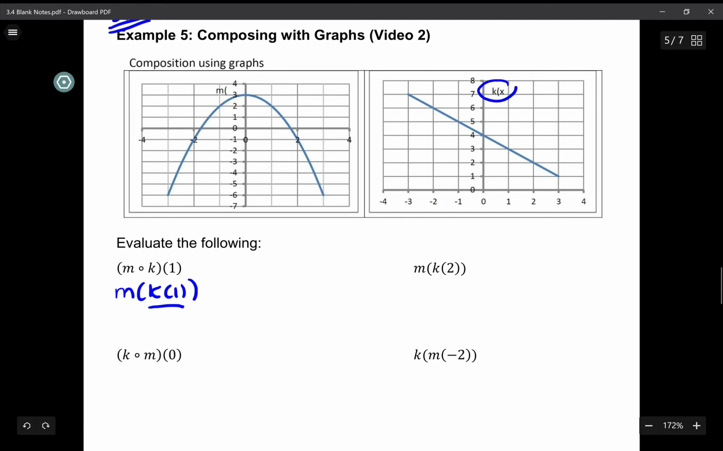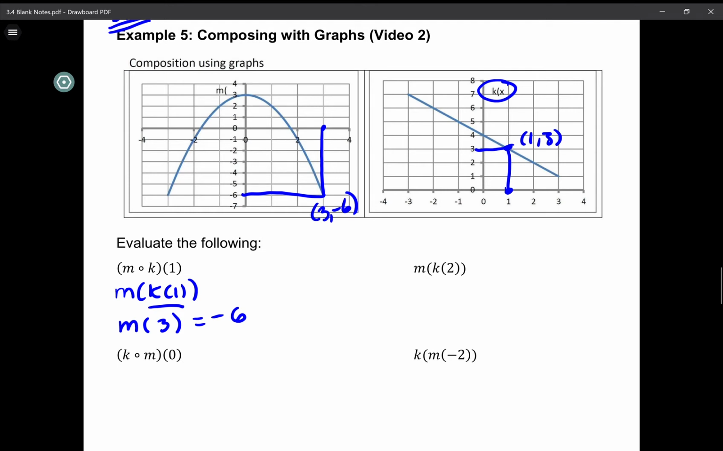This is my k of x function. So if I put an input of 1, my output is going to be 3. Right? Input of 1, this is the point (1, 3) on my graph. So an input of 1 gives an output of 3. So this means find m of 3. Go over to my m graph. Here's my input of 3. Gives an output of -6, because this is the point over 3 down 6. So m of 3 is equal to -6.